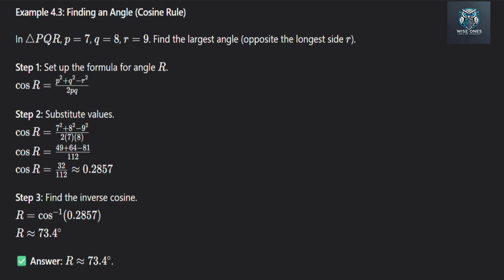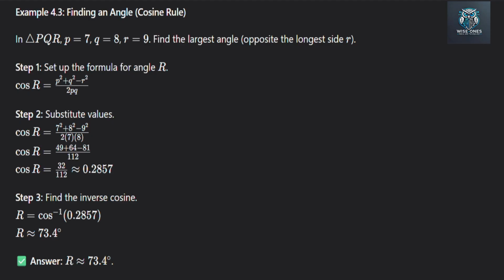Now, let us look at example 4.3, finding an angle using the cosine rule. The question is, in triangle PQR, side p is 7, side q is 8, side r is 9. Find the largest angle. The largest angle is opposite the longest side, which is r. So we find angle R. Step 1, set up the formula for angle R. Cos R equals open bracket p squared plus q squared minus r squared close bracket divided by 2pq.